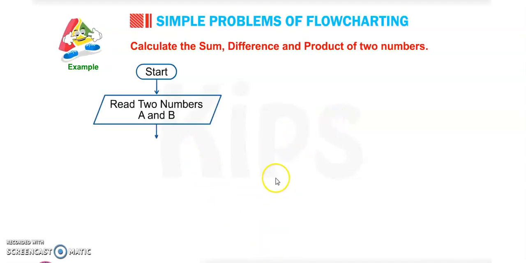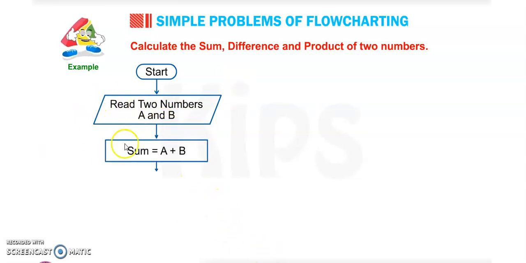Next is to calculate the sum, difference and product of two numbers. So you can learn this algorithm with flowchart representation. First we have to start with the start box. Next, read two numbers A and B. So these are the inputs, and we can write this message in the input box.